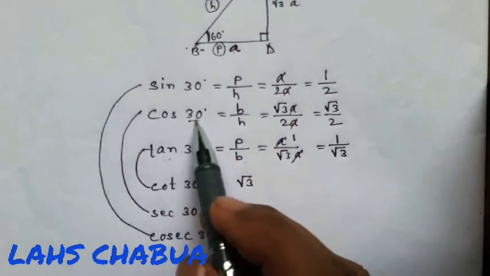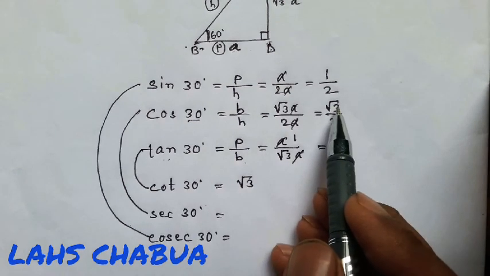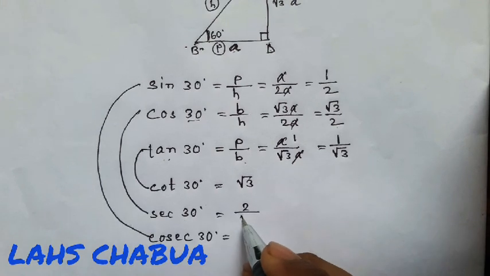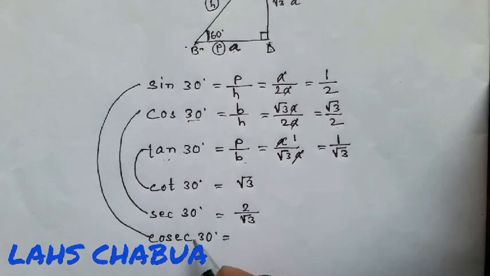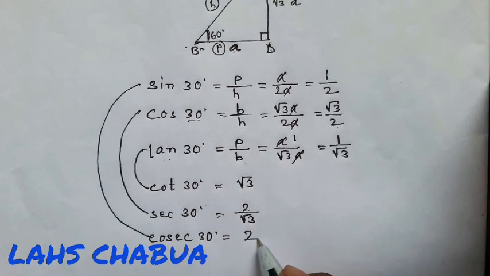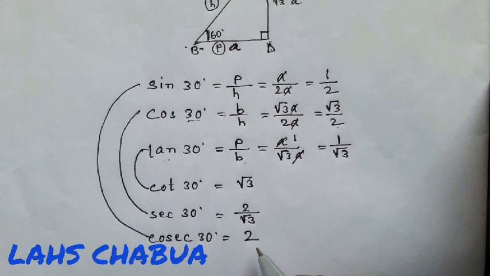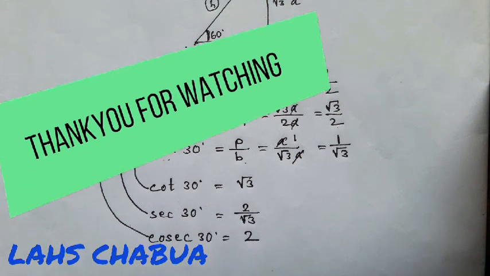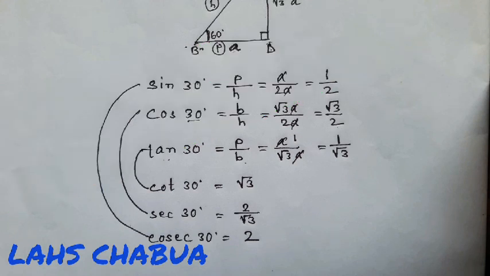Sec 30 is the reciprocal of cos 30, cos 30 value we have got root 3 upon 2, so make it reciprocal 2 upon root 3, and cosec will be the reciprocal of sine ratio 1 by 2, that is 2 by 1, 2. So in this way we can find out all the values of trigonometric ratios of 30 degree and 60 degree by using an equilateral triangle. And this method is geometric, we calculated all the values of 30 degree and 60 degree.